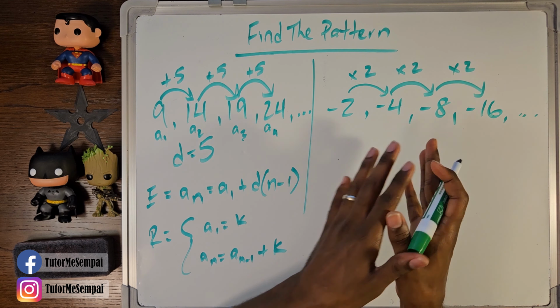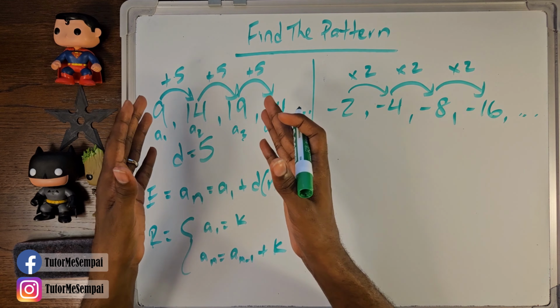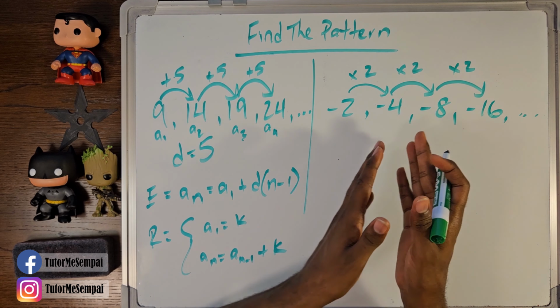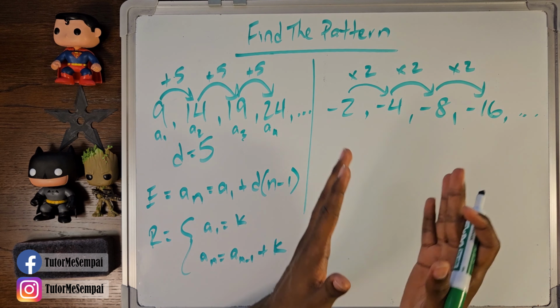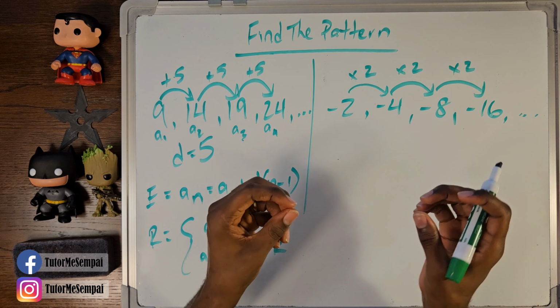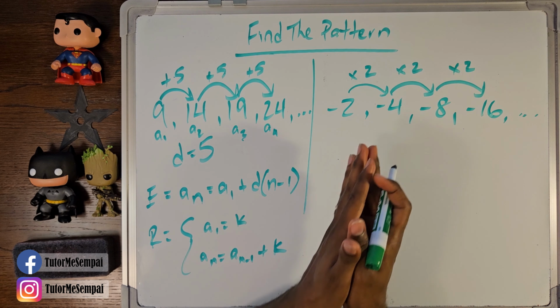So the way we construct our pattern is going to be similar, just a little different. Instead of adding the same number, we're going to be multiplying the same number. And this is if you look at your pattern as a multiplier. But what if you look at your pattern as a ratio?